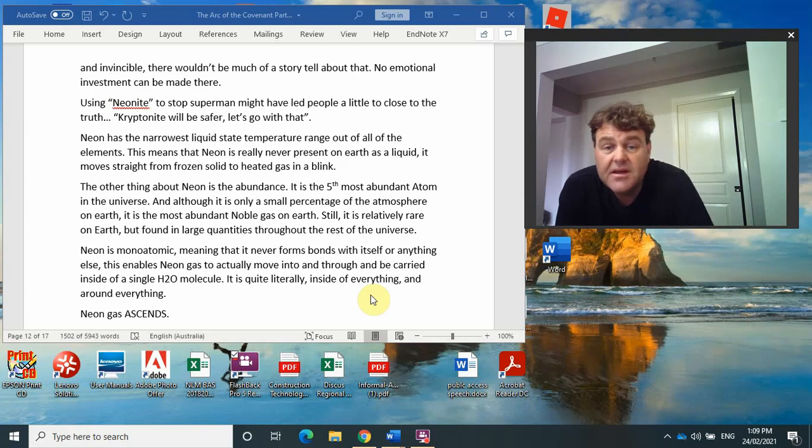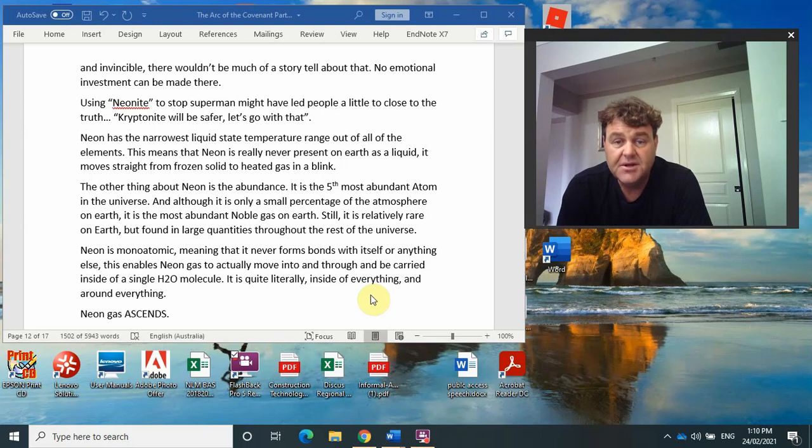Right, the other thing about neon is the abundance of it. It's the fifth most abundant atom in the universe. I do note the number 5 there. Filed and noted. Although it's only a small percentage of the atmosphere on Earth, it's the most abundant noble gas on Earth. Still, it's relatively rare on Earth, but it is found in very large quantities throughout the rest of the universe.